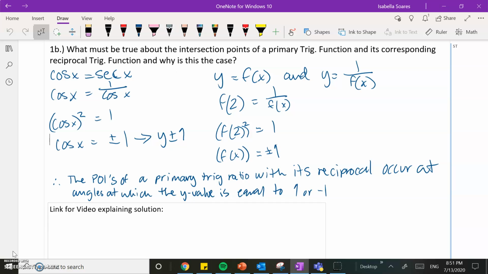So this is the case because, here I have an example of y equals f of x and y equals 1 over f of x. If they intersect, f of x would equal 1 over f of x, and f of x to the power of 2 is equal to 1, and f of x equals plus or minus 1, which tells me that a function and its reciprocal intersect only at the values of x for which f of x equals plus or minus 1.